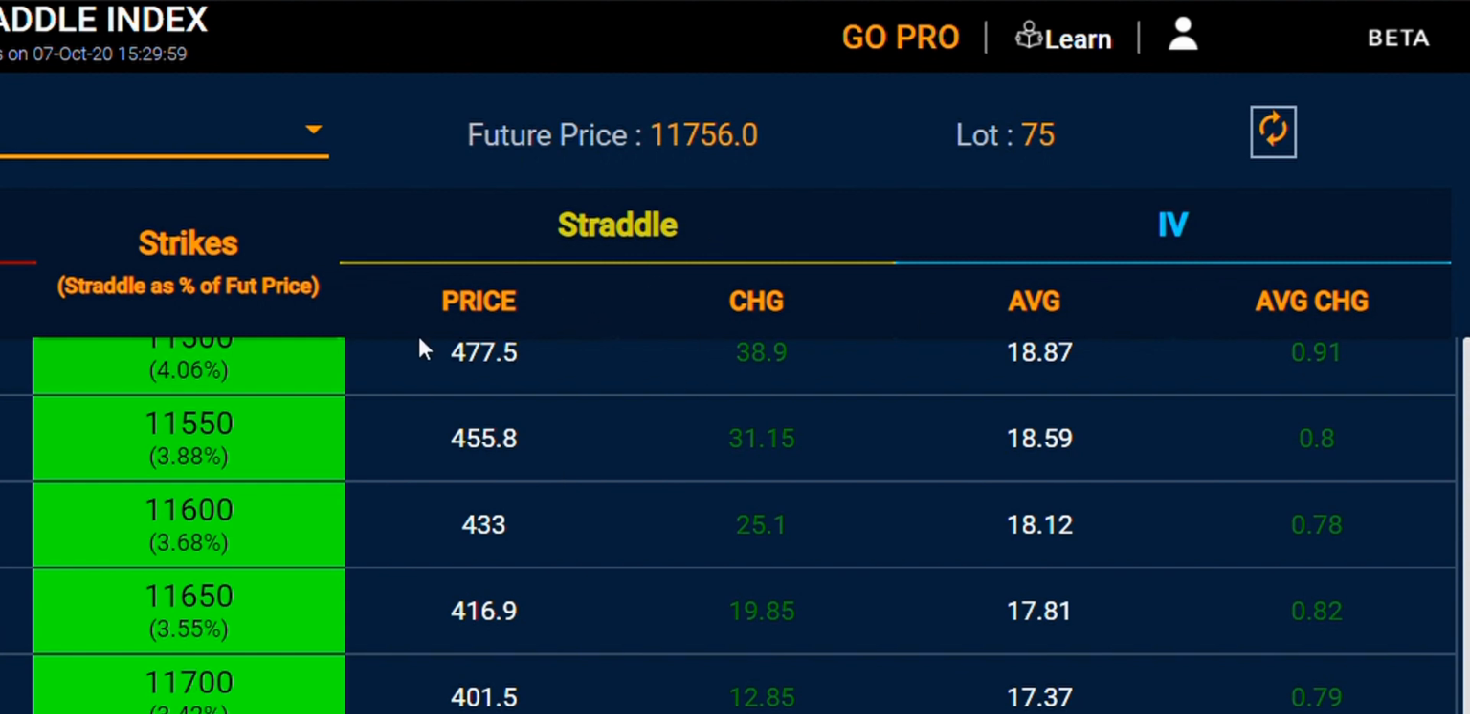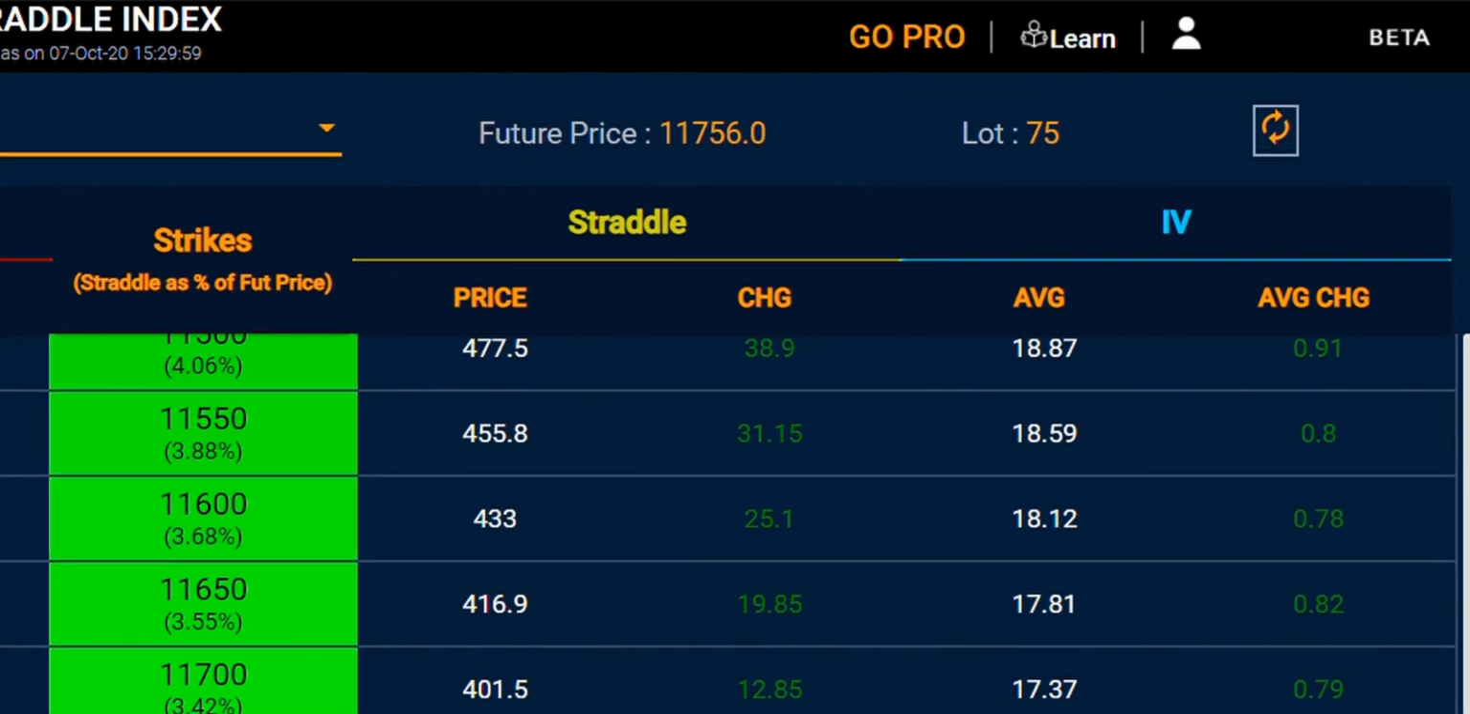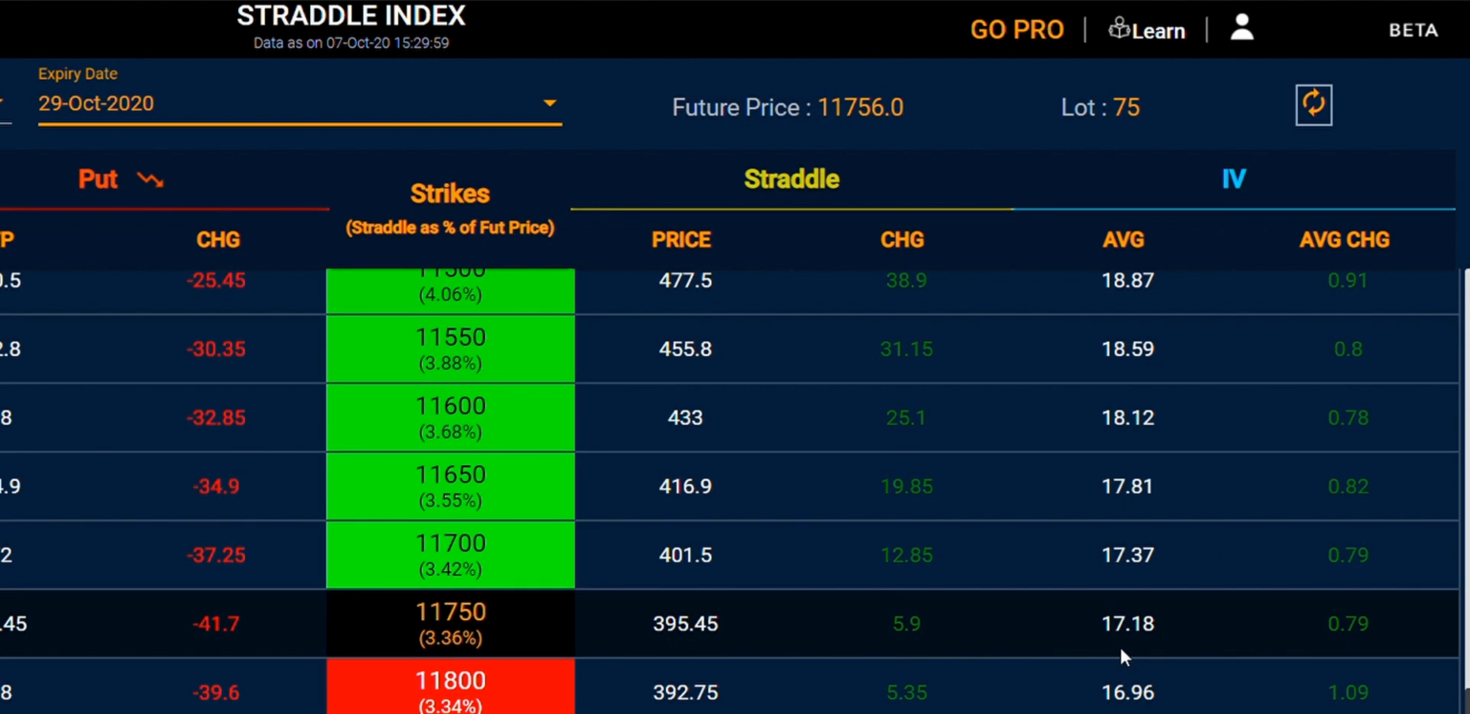In the straddle, you have the price. This price is the summation of your call price and the put price. And you can also track the change in the straddle price. Then you have the average IV of your call and put for that particular strike, and the average change in the IV for that particular strike.